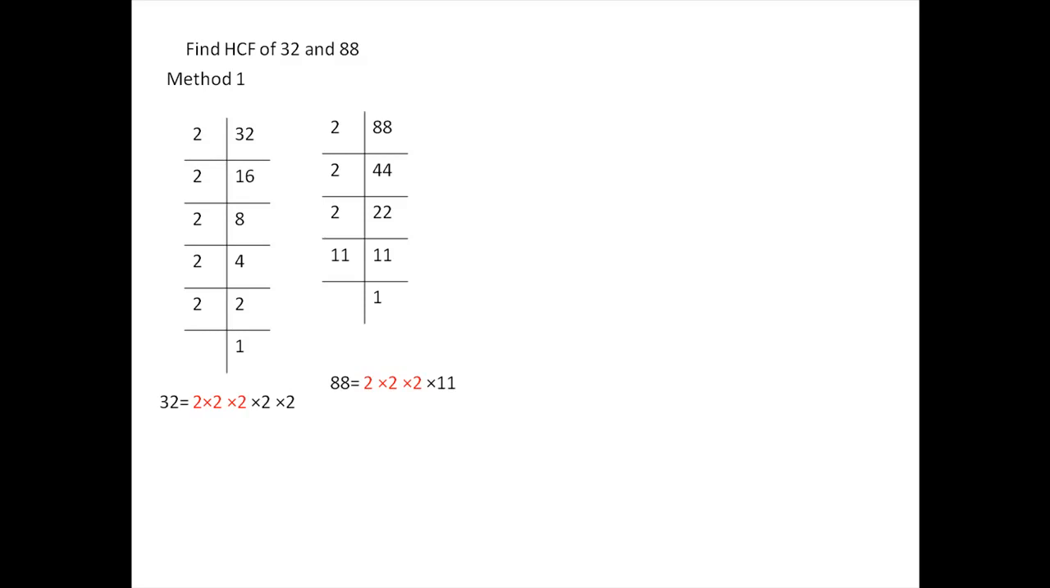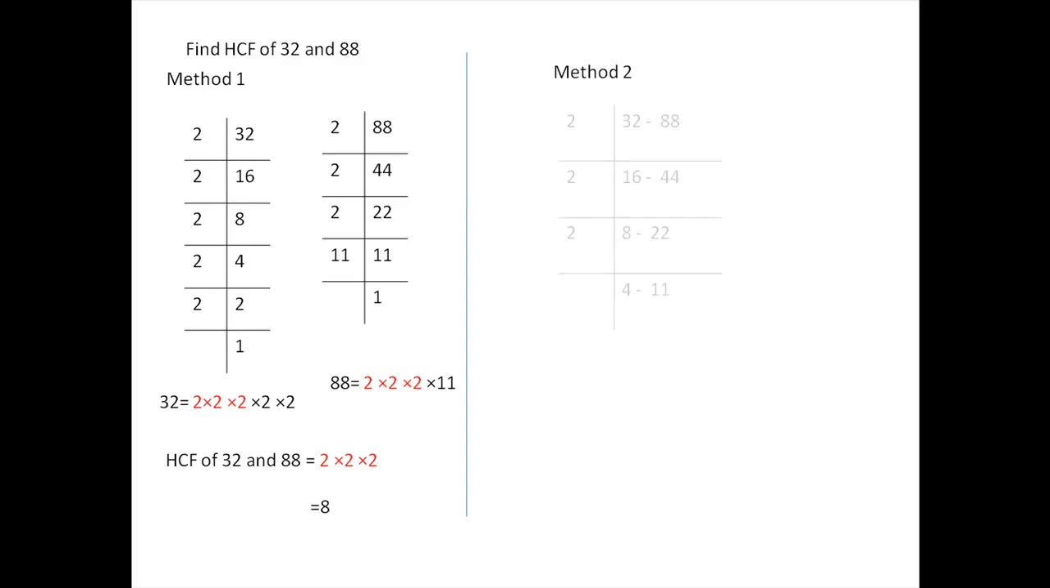HCF means that we take the common numbers between the factors of two numbers. I have colored the numbers in red: the three 2's are the factors which are common in both the numbers. So the HCF of 32 and 88 is 2 multiplied by 2 multiplied by 2, which is equal to 8.